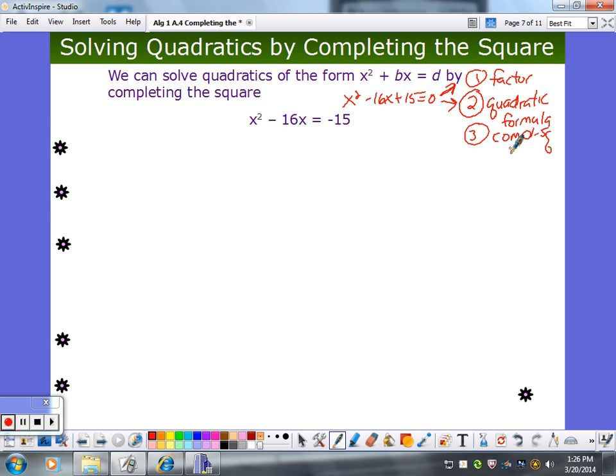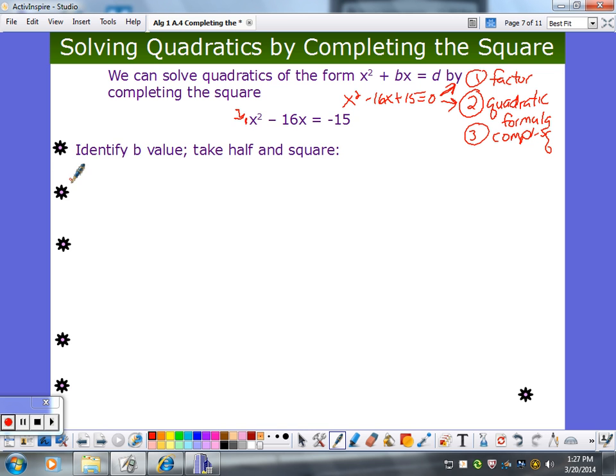However, with completing the square, please pay attention. Please look at the board. This one, I don't want it to look like ax squared plus bx plus c equals 0. I want it such that I've got the x squared and the x on one side and the constant on the other. And it's really important that my leading coefficient is a 1. If it's not a 1, we're going to make it a 1, and I'll show you how to do that. It has to be a 1 up front. If you have that, then we can do it.